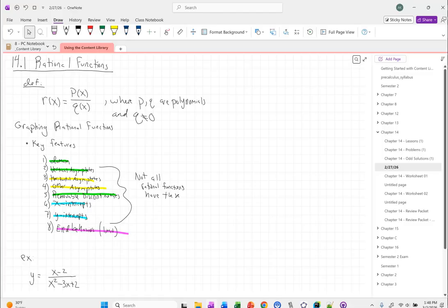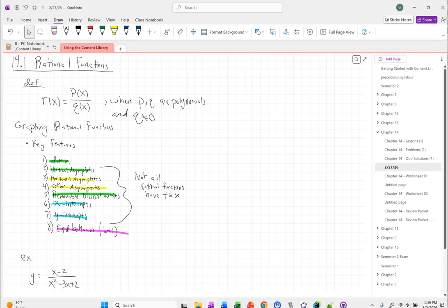So this is convenient because what have we just got done studying? Polynomials. And what is a rational function? A polynomial divided by another polynomial, right? So it's just like the quotient of two polynomials.